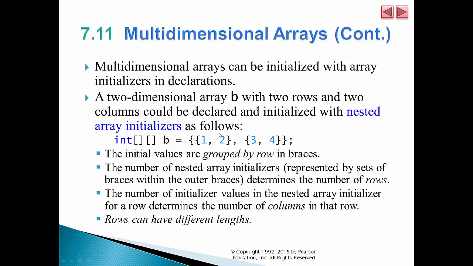It has 2 rows. This is the row, this is the 0th row, the first row, and these are the columns: the 0th column, the first column, and so forth. So this is how you can declare and initialize the array.